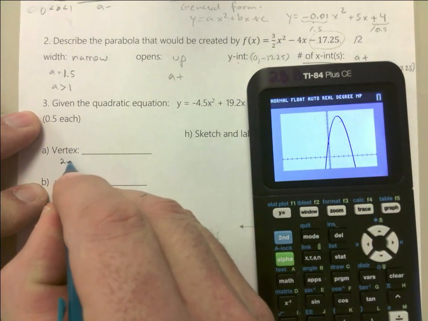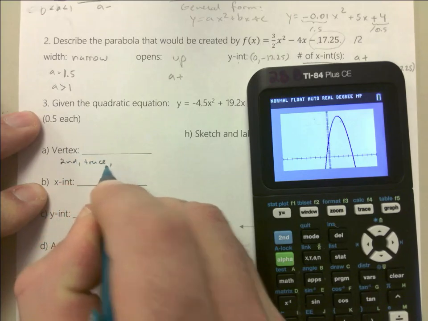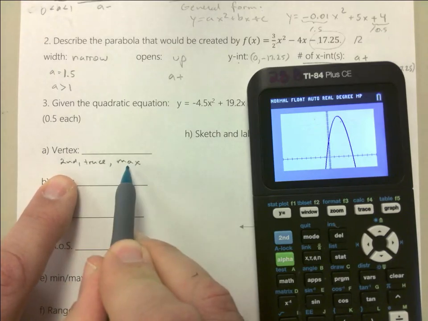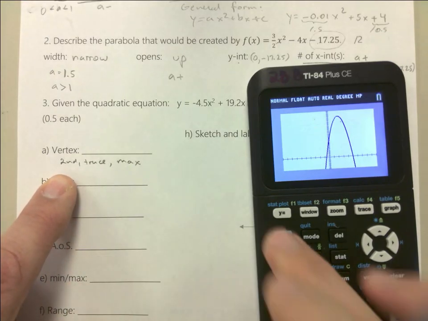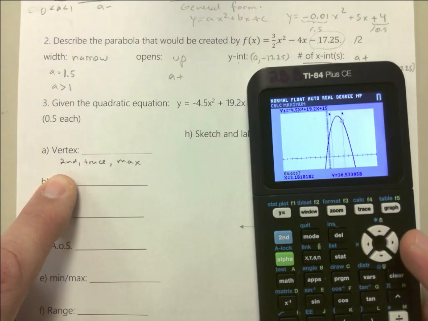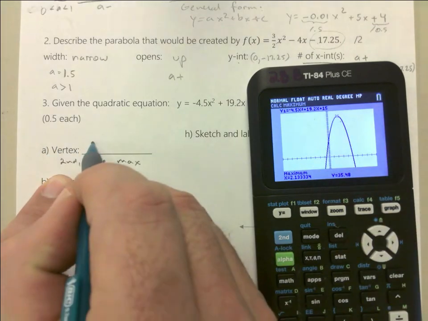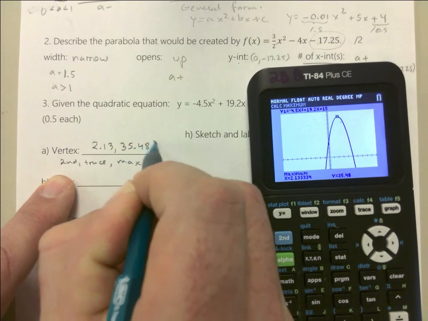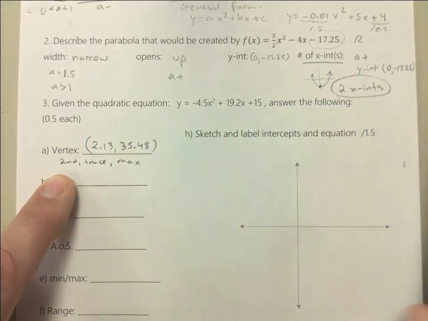So for every single one, if you use your calculator, I want you to at least tell me a few buttons that you're pressing to get there. Okay, second trace max. You go to the left of the vertex, you go to the right of the vertex, right? Pressing enter every time and then enter one more time when it says guess. So this would be 2.13, 35.48. Okay.